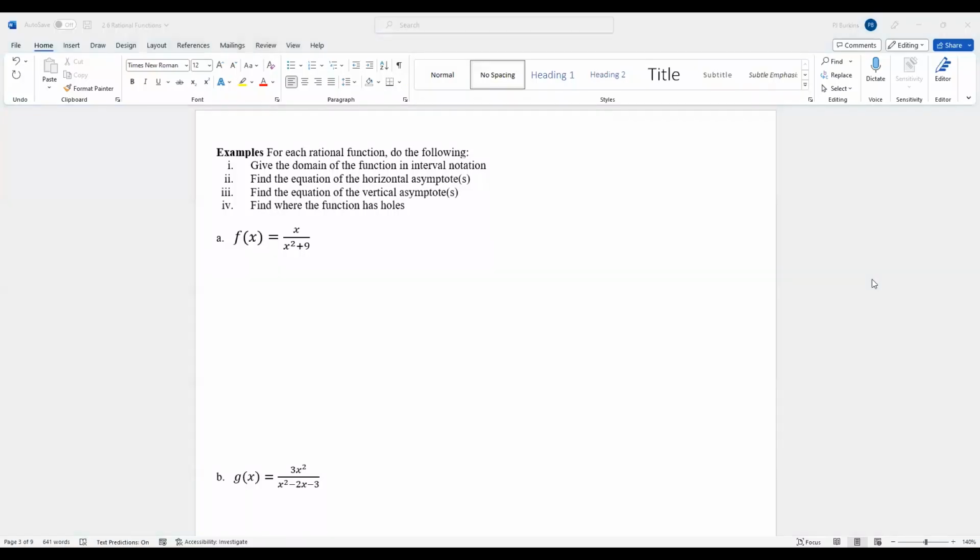For these rational functions, now we are going to go ahead and look at their domains. We're going to put that into interval notation, and then we're going to calculate if there are any horizontal asymptotes, vertical asymptotes, and if there are any holes that exist.